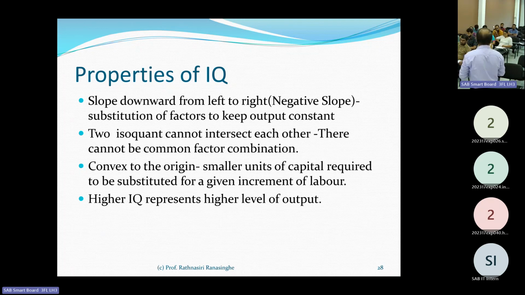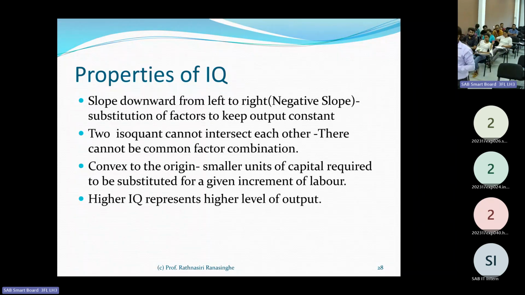Why? When you increase the labor input, you need to reduce the capital input because you need to maintain the same level of output along the isoquant. So when you increase one input, you have to substitute the other input, because along the isoquant we get the same output level, keeping the marginal productivity positive.